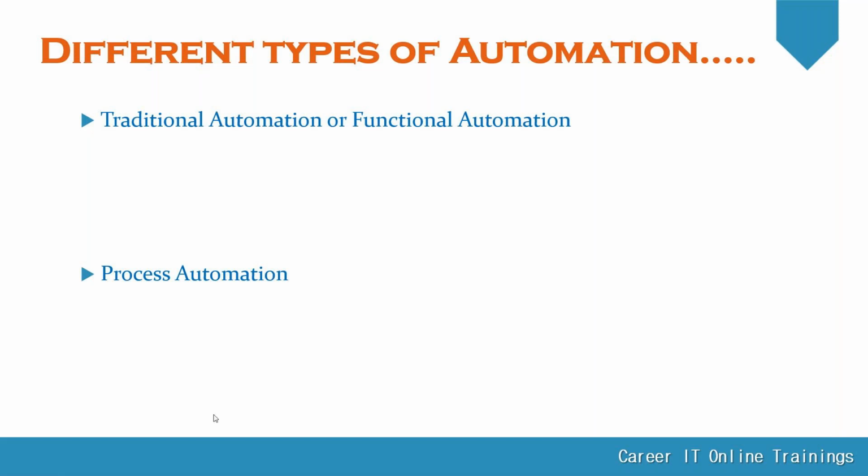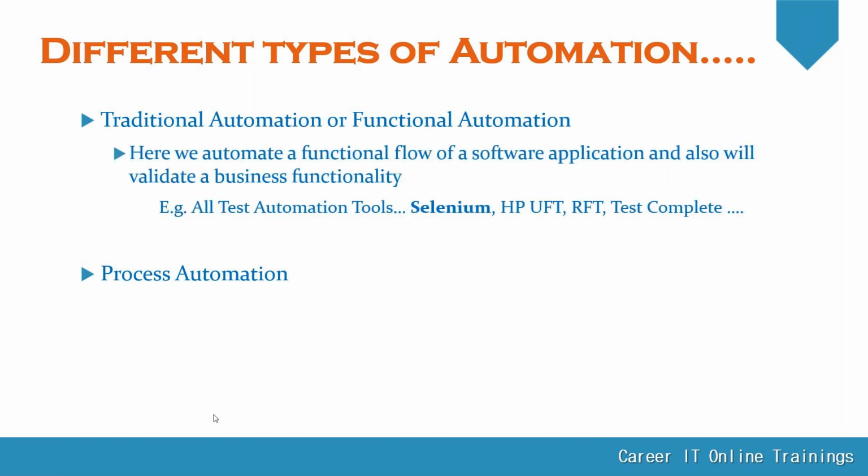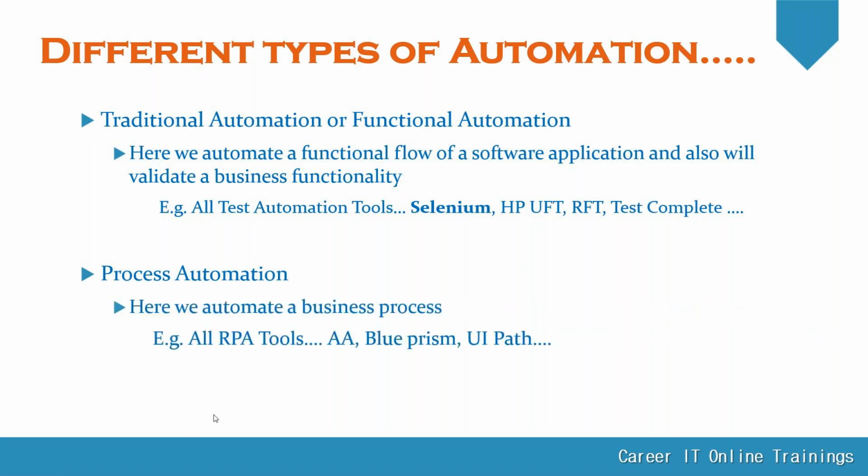Here, traditional or functional automation is where our main intention is to validate the functionality of a software. Tools like Selenium, Protractor, and Cypress are the different types of tools we are using to validate the functionality of a software. But process automation is a different scenario. Its motto is not test validation; it is the automation of an end-to-end process.